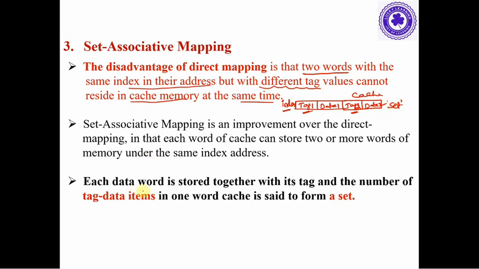Now look, each data word in the cache is stored together with its tag and the data, and these are called tag data items. The items in one cache word are said to form a set. It means that more than one word of memory stored into one word of cache is called a set, and this is called set associative mapping.